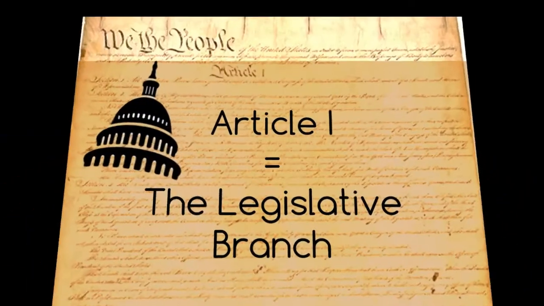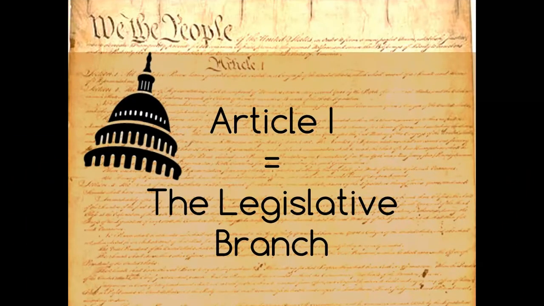After the Preamble comes the 7 articles of the Constitution, each detailing different powers of the Constitution and our government. The first one, Article 1, deals with Congress. Article 1 says, all legislative powers herein granted shall be vested in a Congress of the United States, which shall consist of a Senate and a House of Representatives. Article 1 is the longest section of the Constitution.